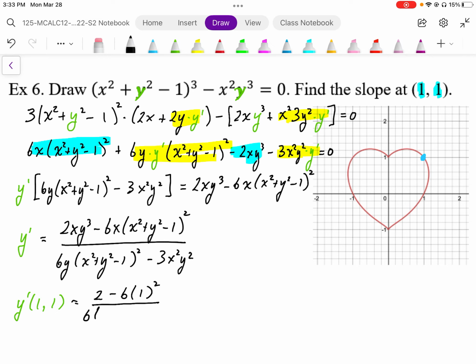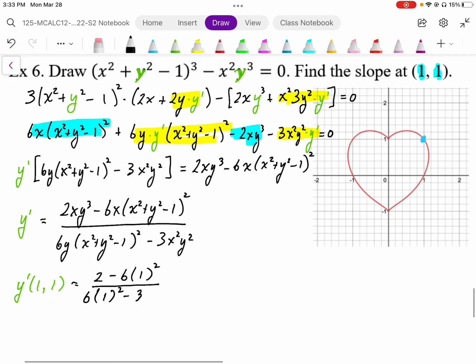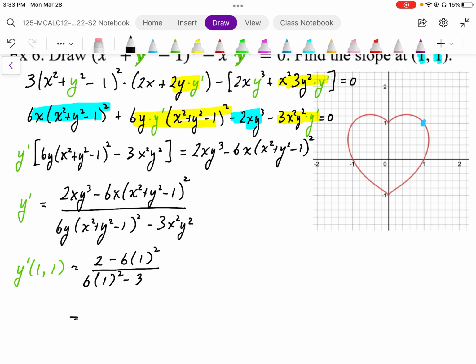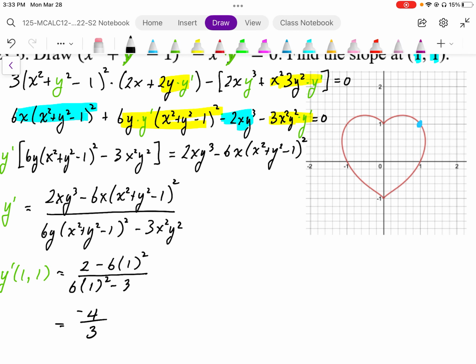So in the denominator we end up with 6 times 1 squared plus 1 squared minus 1, which again is 1, and that's all squared. Minus 3 times 1 squared times 1 squared. That just stays as 3. As we simplify this further, the numerator works out to be 2 minus 6, which is negative 4. The denominator is going to be 6 minus 3, which is 3. And if I take a look at that graph, it looks like the slope through that point is going to be a little bit steeper than negative 1. So it's going to be negative 4 over 3 that is tangent to that point.